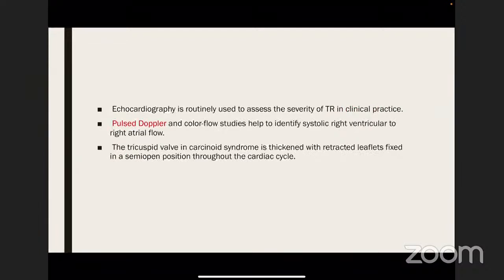Echo is routinely used to assess the severity of TR in clinical practice. Pulsed Doppler and color flow study help to identify systolic right ventricular to right atrial flow. The tricuspid valve in carcinoid syndrome is thickened with retracted leaflets fixed in a semi-open position throughout the cardiac cycle.